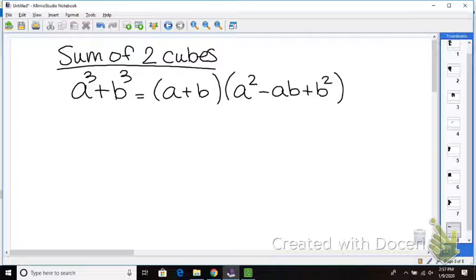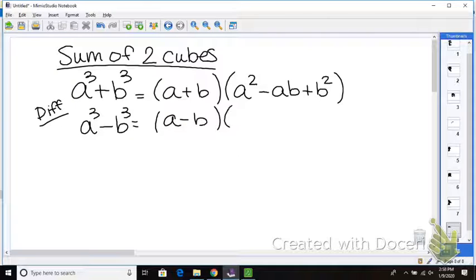And I'm going to go ahead and put the difference of two cubes here, and then I'll show you how to use it. So I'm going to write that over here. The difference of two cubes is going to be a cubed minus b cubed, because it's subtraction. That's what difference is, two perfect cubes. And here's how this looks the same but a little bit different. You're going to have a minus b times a squared plus ab plus b squared.